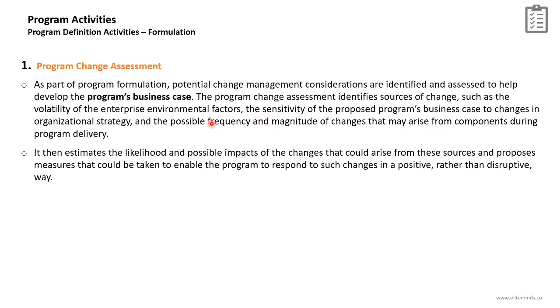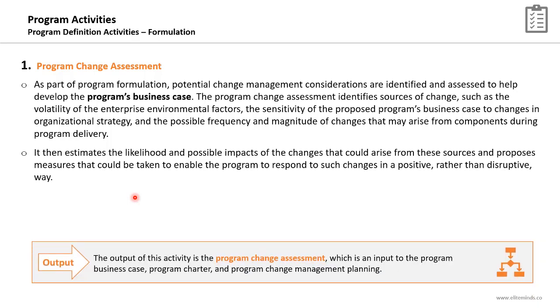After identifying the potential sources of change, it then estimates the likelihood and possible impacts of the changes that could arise from these sources and proposes measures that could be taken to enable the program to respond to such changes in a positive rather than disruptive way. So it's not enough to identify only the sources of potential changes for the program at the current phase. We need also to estimate the likelihood and possible impact if these changes occur or arise throughout the program.